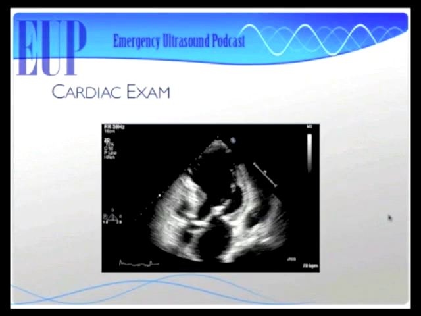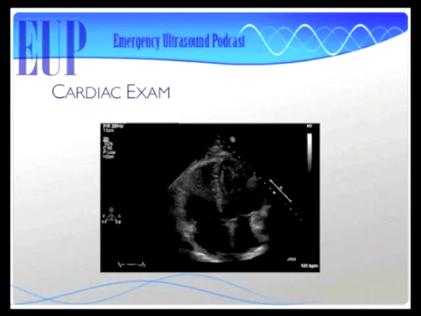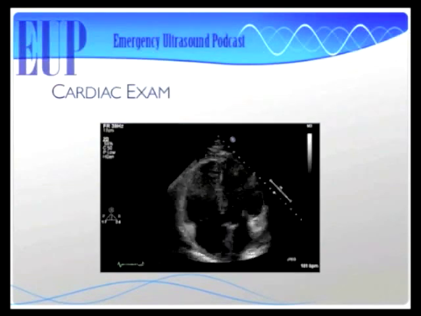Here's an apical four-chamber window, and this one also has an abnormality. Matt, do you see any abnormalities on this one? I kind of feel like it's flirting with me. It is flirting with you. Yeah, it might be winking at you.